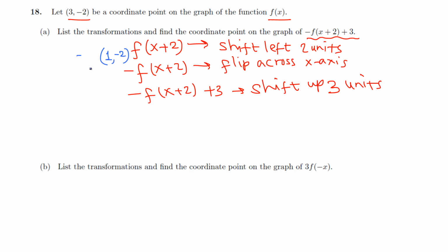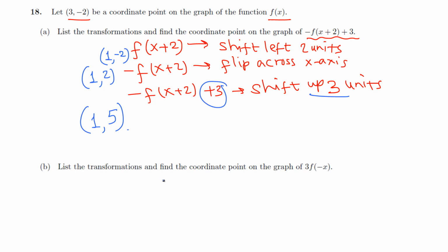When we flip across the x-axis, that means the y coordinate is changing. Plus to minus, minus to plus. So here is negative, so it's going to be (1, 2) then. Then plus 3, shift up 3 units, that's only the y coordinate. So 2 plus 3 is 5. So it will be (1, 5).